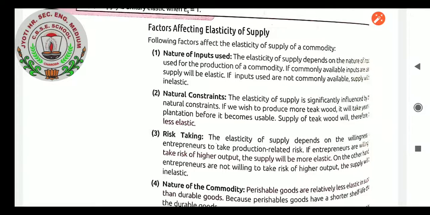Risk taking. The elasticity of supply depends on the willingness of entrepreneurs to take production related risk. If entrepreneurs are willing to take the risk of higher output, the supply will be more elastic. On the other hand, if entrepreneurs are not willing to take the risk of higher output, the supply will be inelastic. So risk taking is also an important point. If they are hesitating to take any risk in the production process, their production will be less, supply will be less, and it shows inelastic.